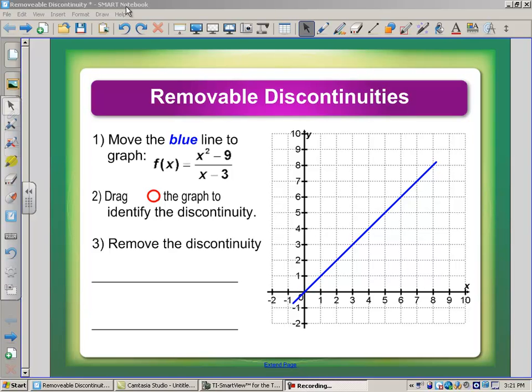Well, hi guys. We're going to learn a little bit about removable discontinuities, and we're also going to practice graphing and domain, horizontal asymptotes, and all that stuff again.